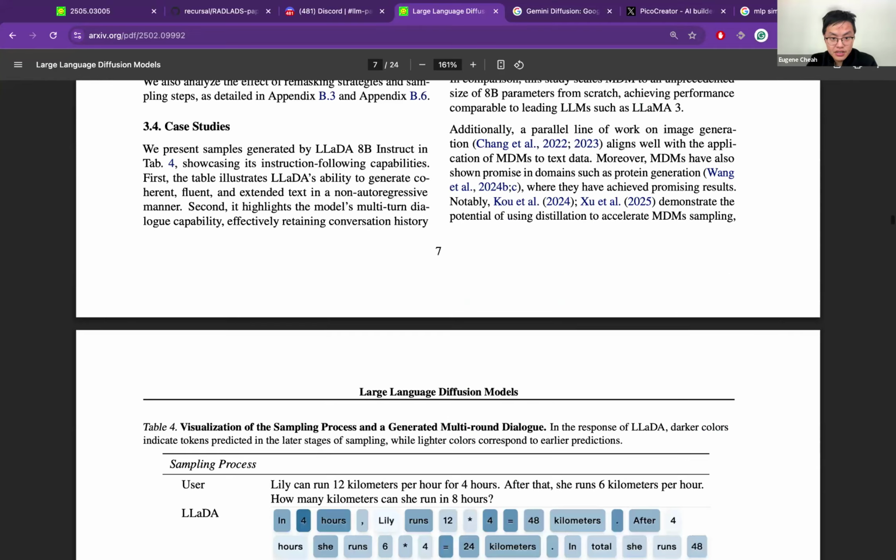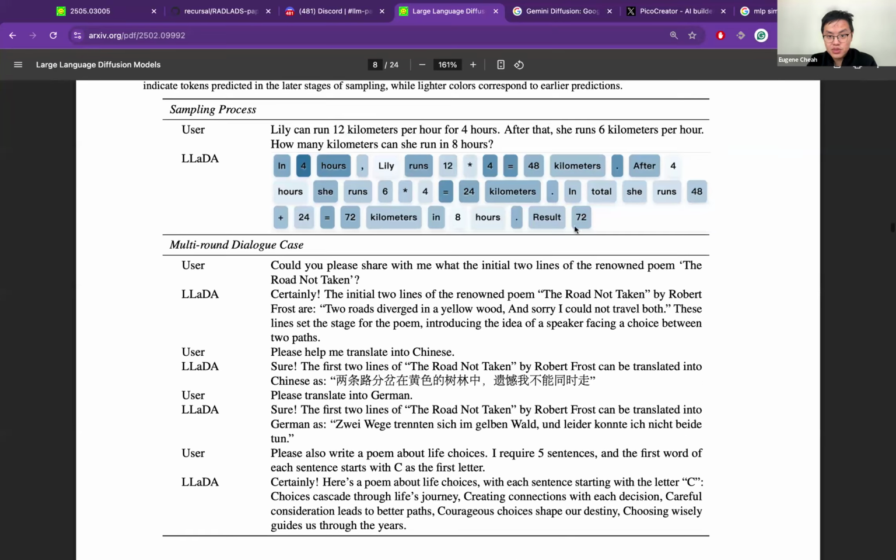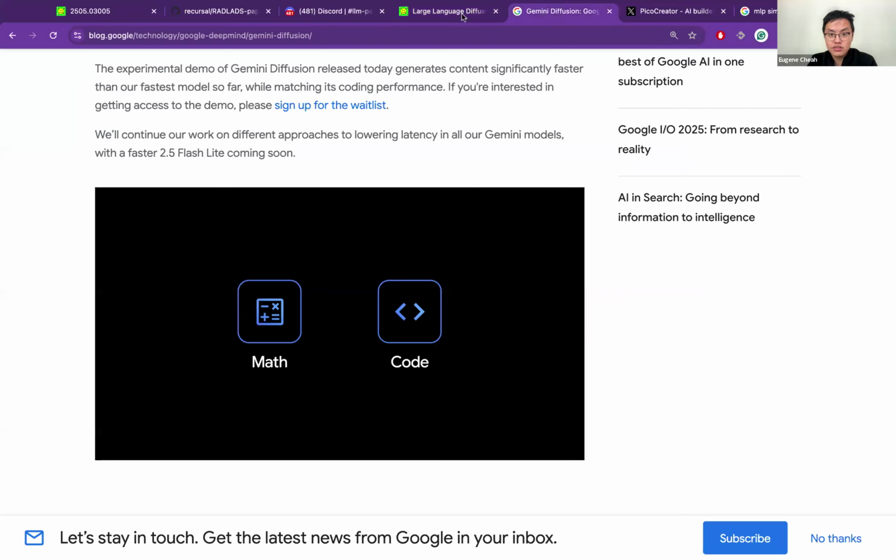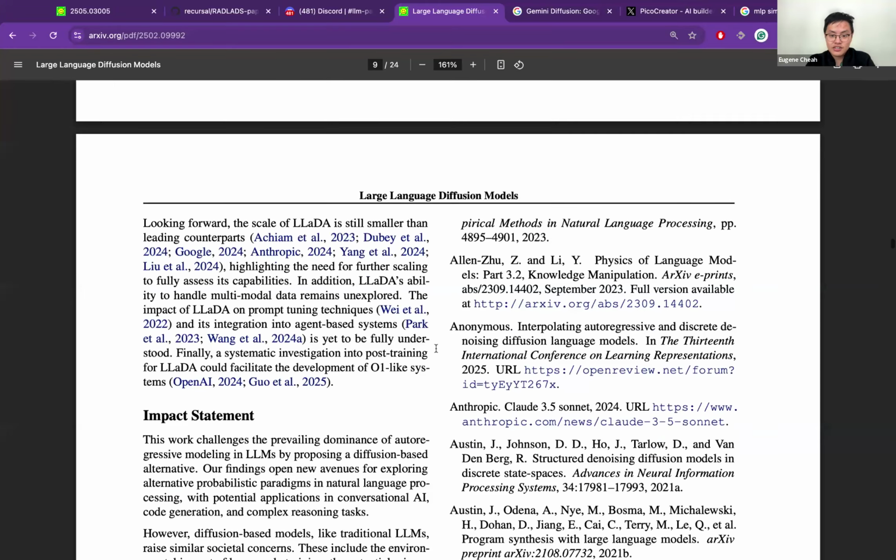Yeah, and I think that's about it. I already showed the sampling process through the animation here. So yeah.